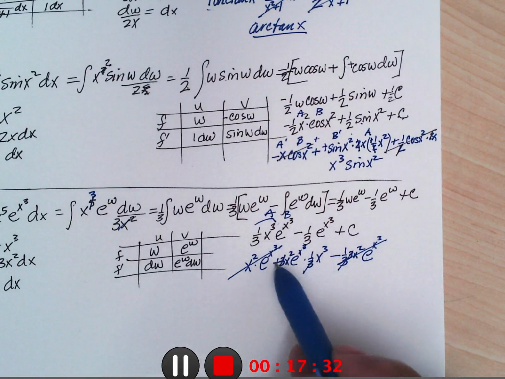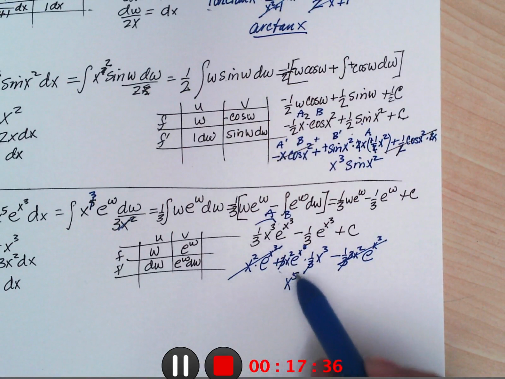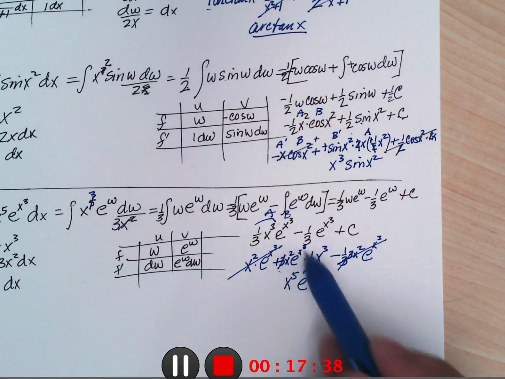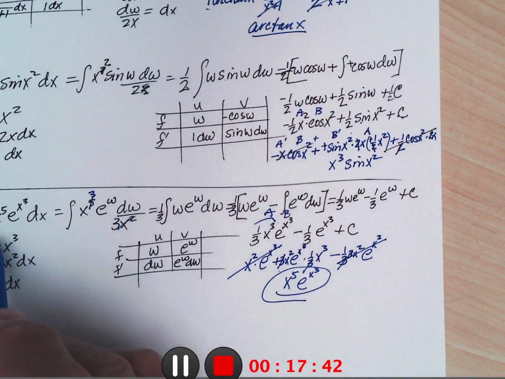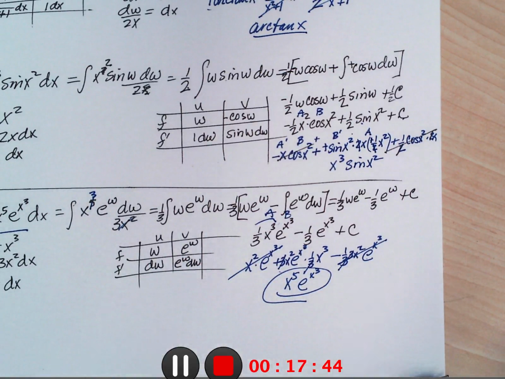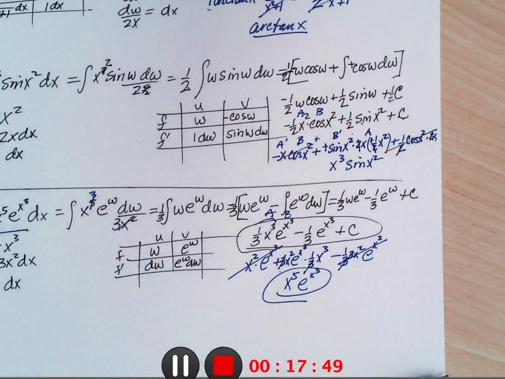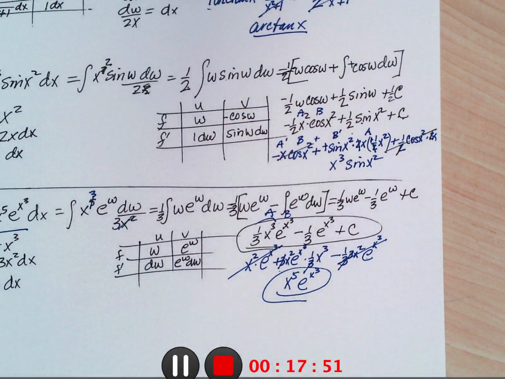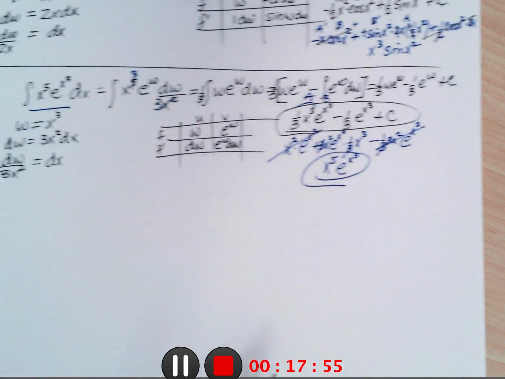We have x to the third times x squared, which is x to the fifth, e to the x to the third. So that matches. So this is a correct antiderivative. All right, let's do another. We having fun yet?